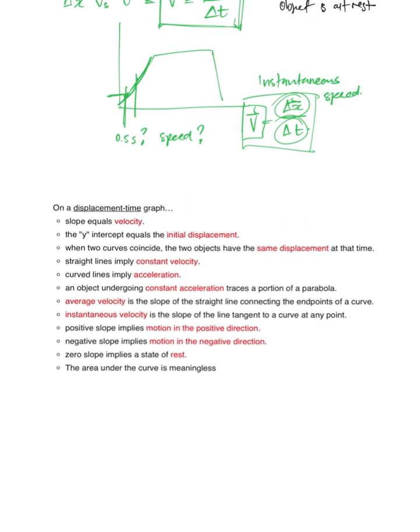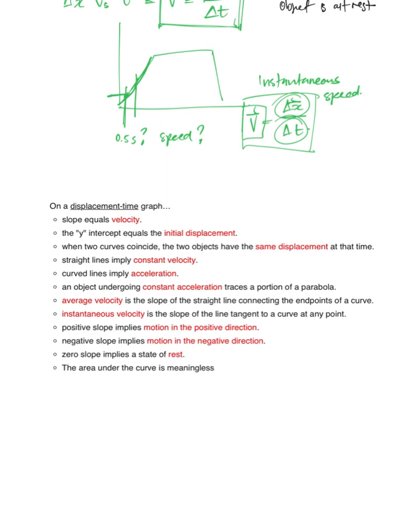All right, so what we can say is, on a displacement time graph, we know the slope equals the velocity, in meters per second. I'm going to put this in pink. We know displacement is delta x versus time, which is in seconds. The y-intercept equals the initial displacement. So when I'm looking at the y-intercept, I must be looking at 0, 0. At 0, 0, that is where I start.